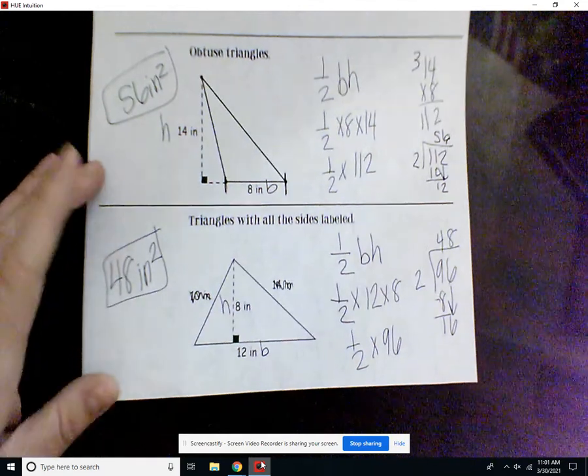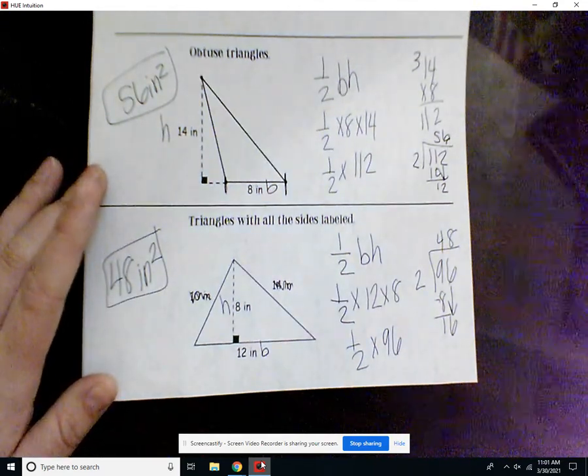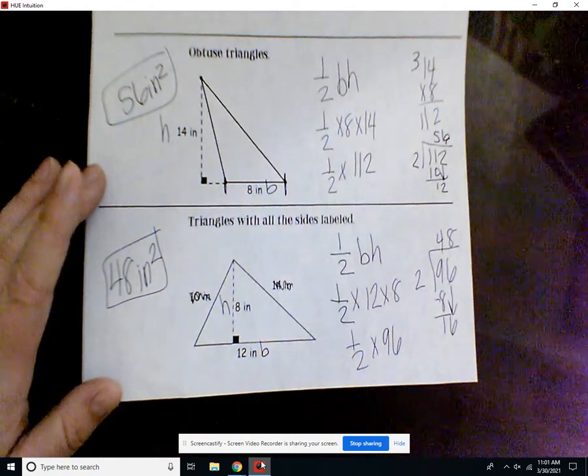All right, so your homework is going to be a bunch of area of triangles. Some of it will be a review from other shapes we've done from yesterday and Monday.